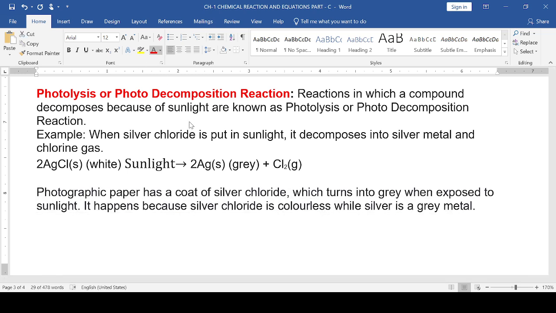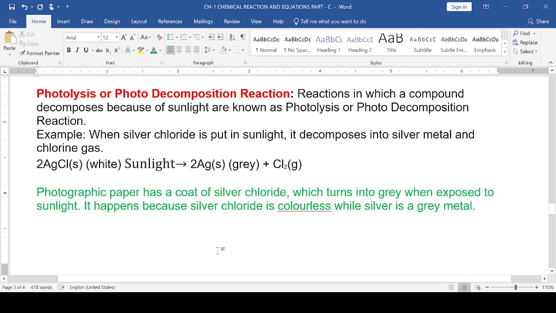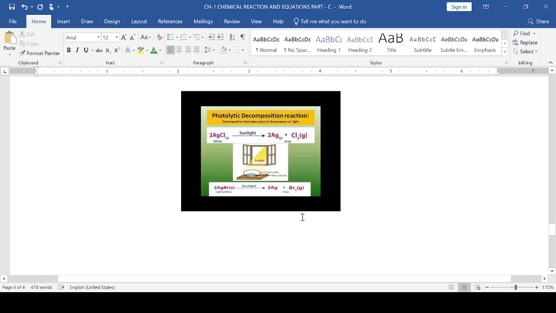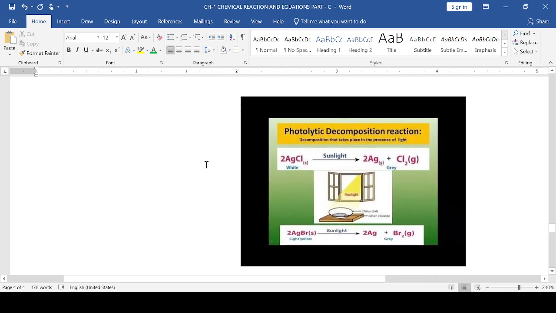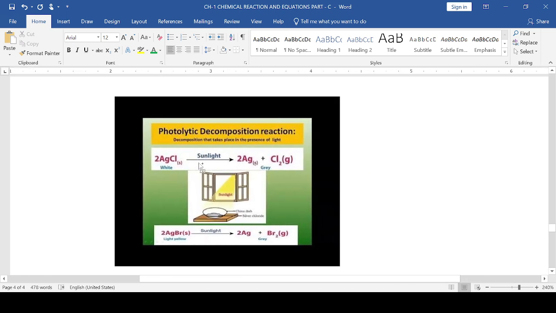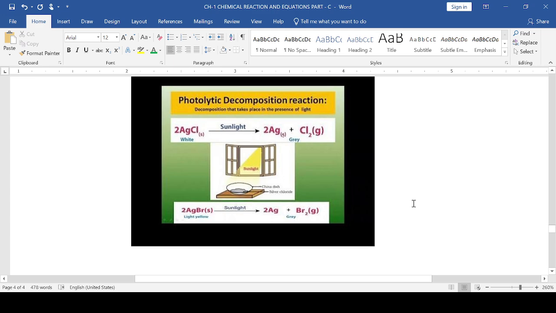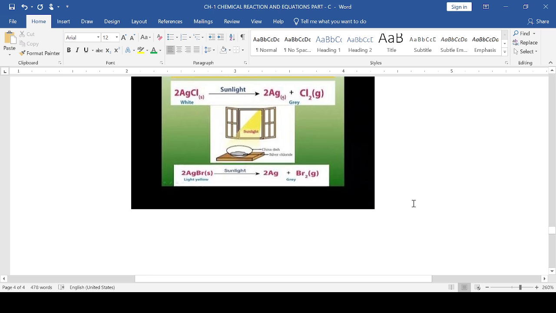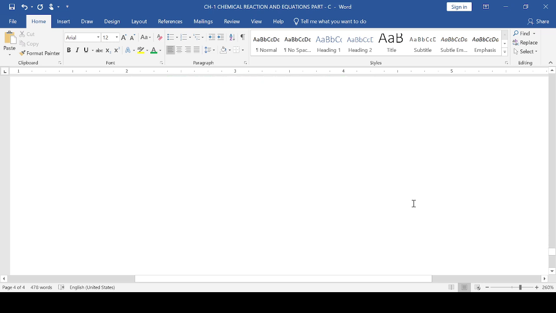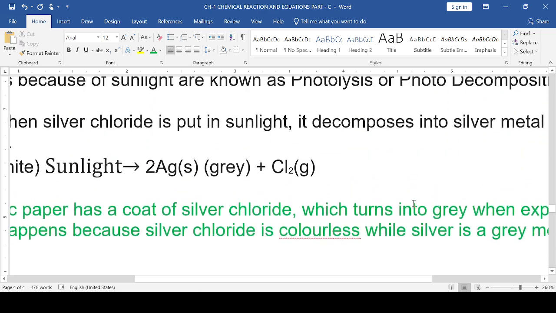A photographic plate has a coat of silver chloride which turns gray when exposed to sunlight. It happens because silver chloride is colorless, while silver is a gray metal. This is an example of a photolytic decomposition reaction. 2AgCl, which is a solid, gives rise to 2Ag plus Cl2 gas. Another example is also given. Hope I am very clear till here, students.